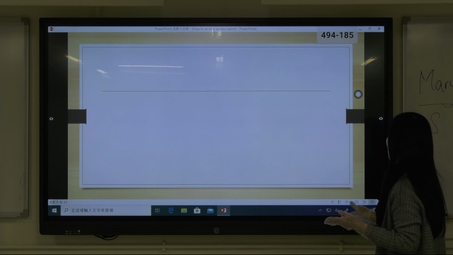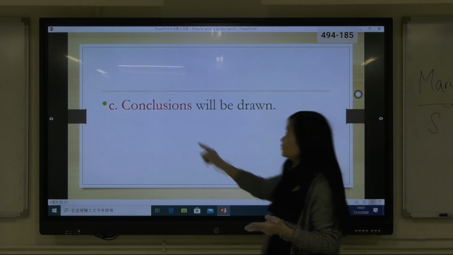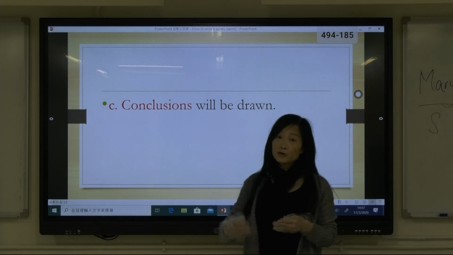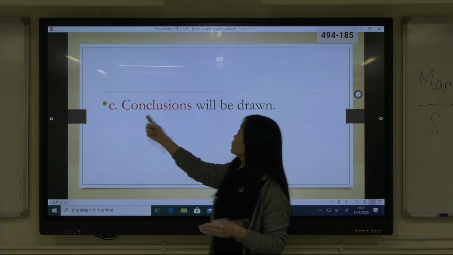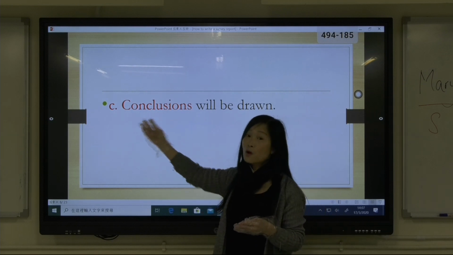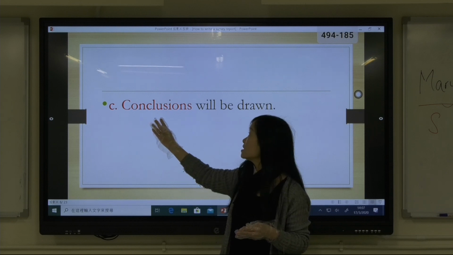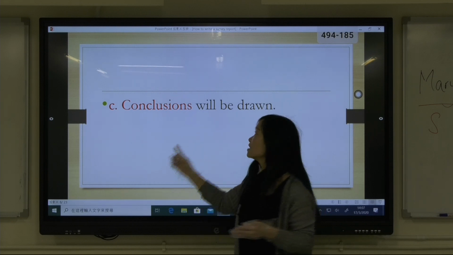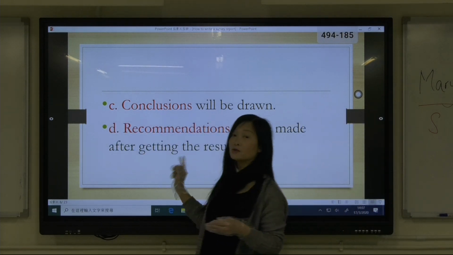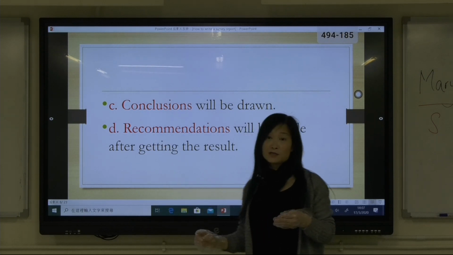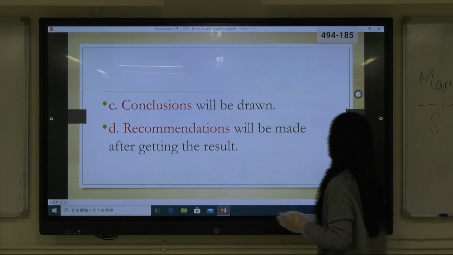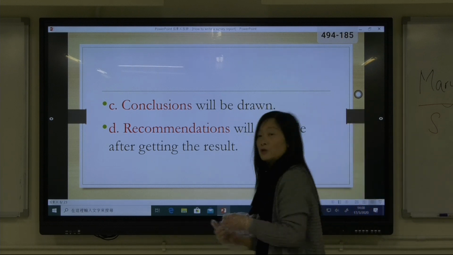And then we come to, you also say what's going on, right, about all the data. Conclusions will be drawn. You tell everyone that we have got some data from 100 students, and then we will draw some conclusions. We will take some conclusions out from those answers, and recommendations will be made after getting the result. So you will make some recommendations. You will give some suggestions. That's what's going on in the whole report. Are you okay with that? So that's the introduction.